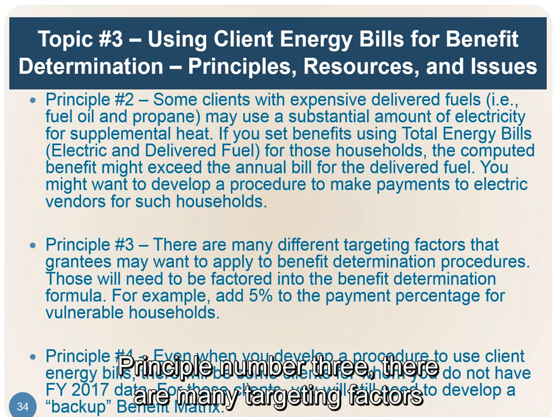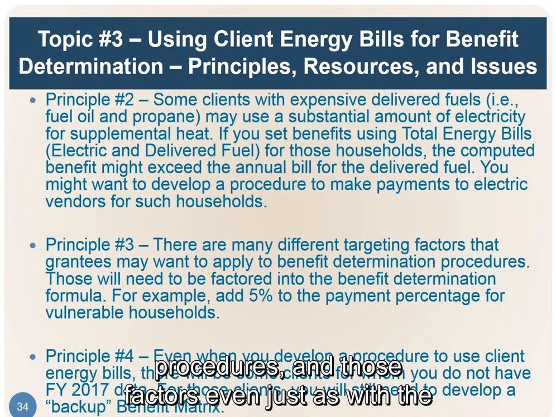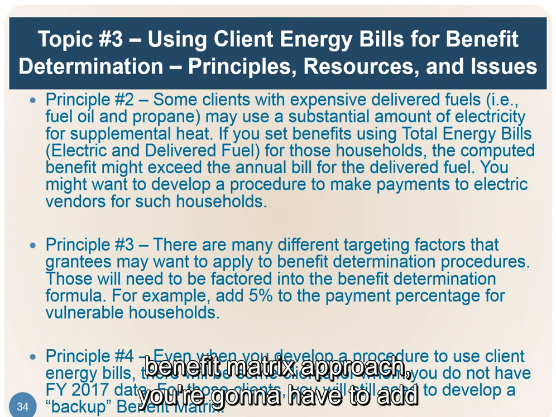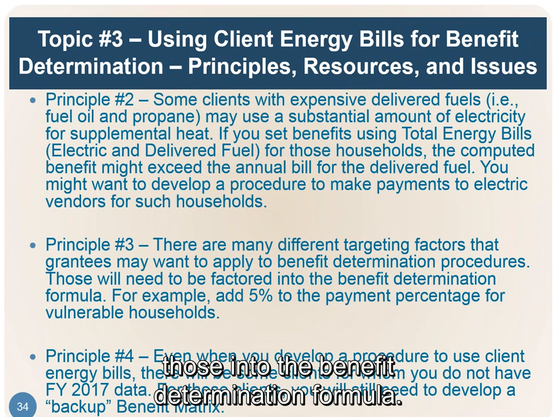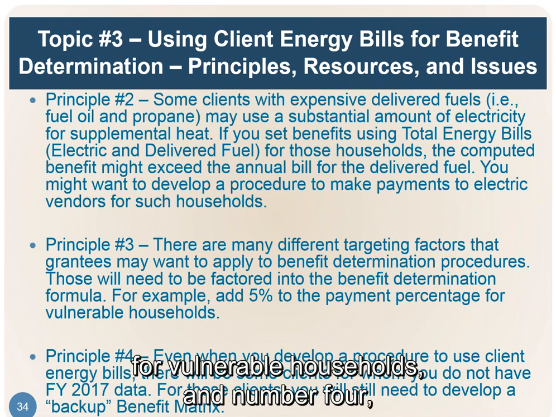Principle number 3, there are many targeting factors that grantees may want to apply to benefit determination procedures. And those factors, even just as with a benefit matrix approach, you're going to have to add into the benefit determination formula. For example, you might want to add 5% payment percentage for vulnerable households.